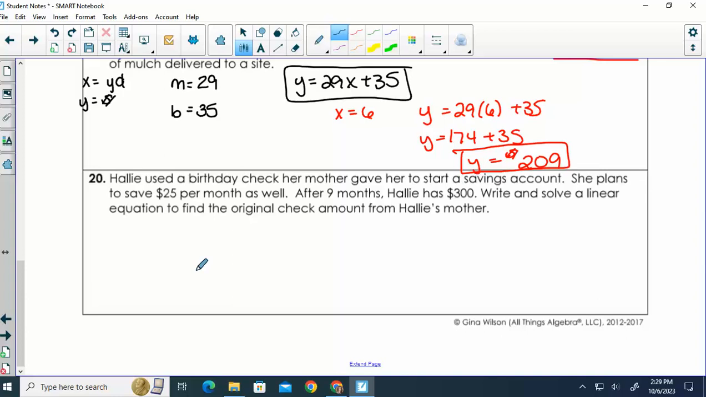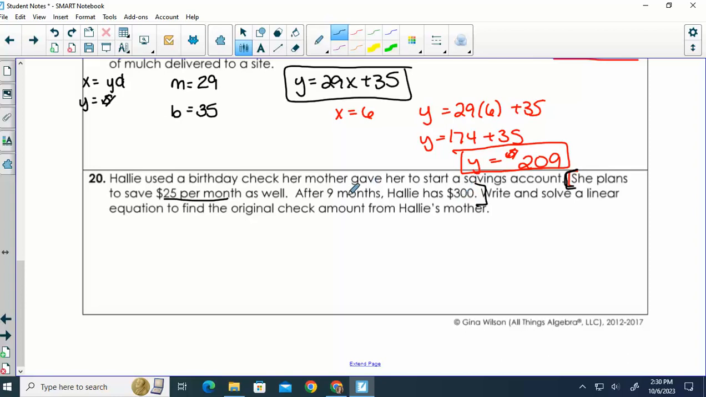Let's see if we've got the right type at least. So Hallie used a birthday check her mother gave her to start a savings account. She plans to save $25 per month as well. After 9 months, she has $300. So I told you the last sentence is for later. We need to look at this. So was I given a slope here? Yeah, we have $25 per month. So we have a slope. After 9 months, we have $300. What's that?